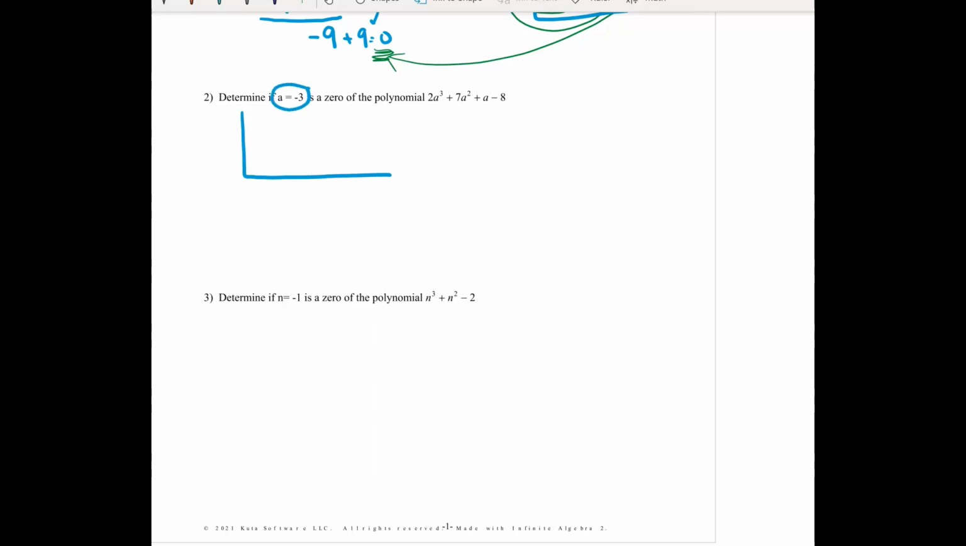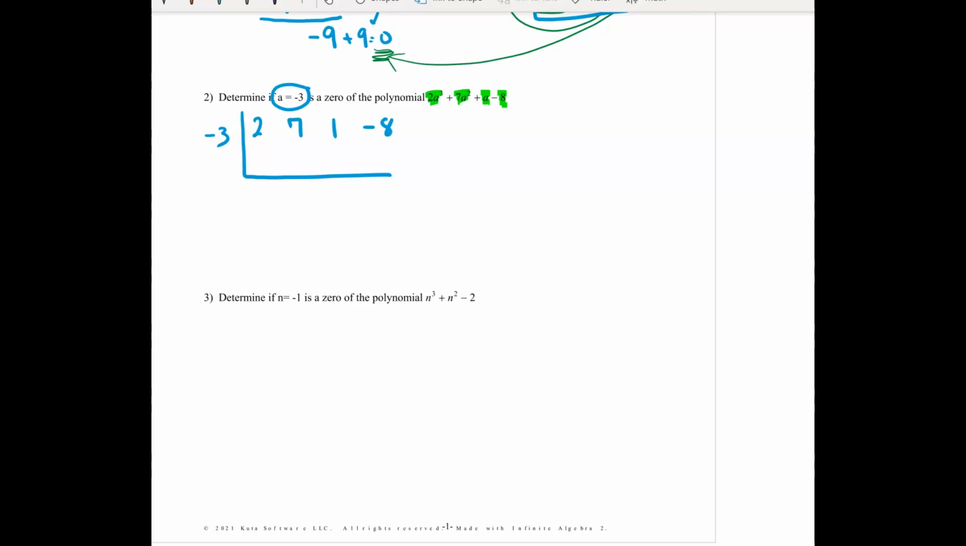Since -3 is the number I want to see as a 0, it goes on the left side, and then I check my function. So if I start with the third power, I need every power below it, a second power, a first power, to just a plain number. And then all of those numbers, the coefficients, go inside the box. So in order, 2, 7, let me space that over a little more, 7, 1, and -8.